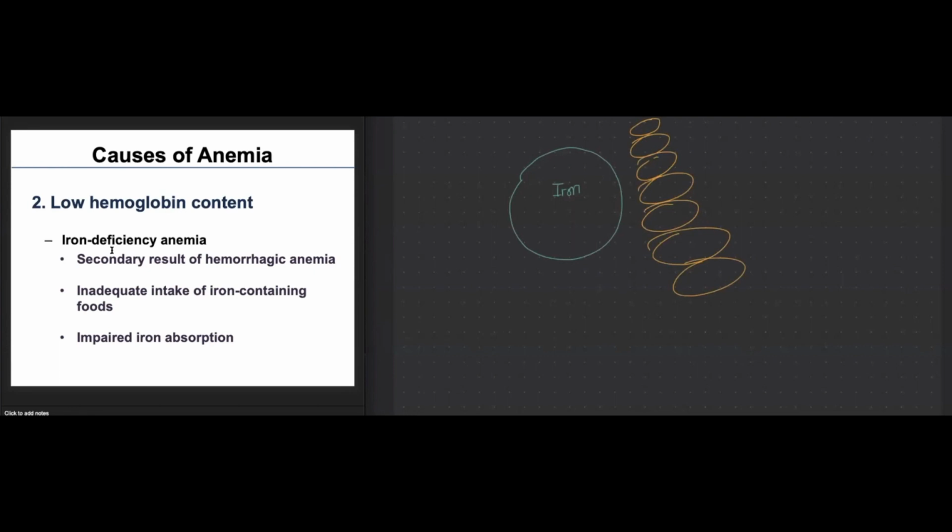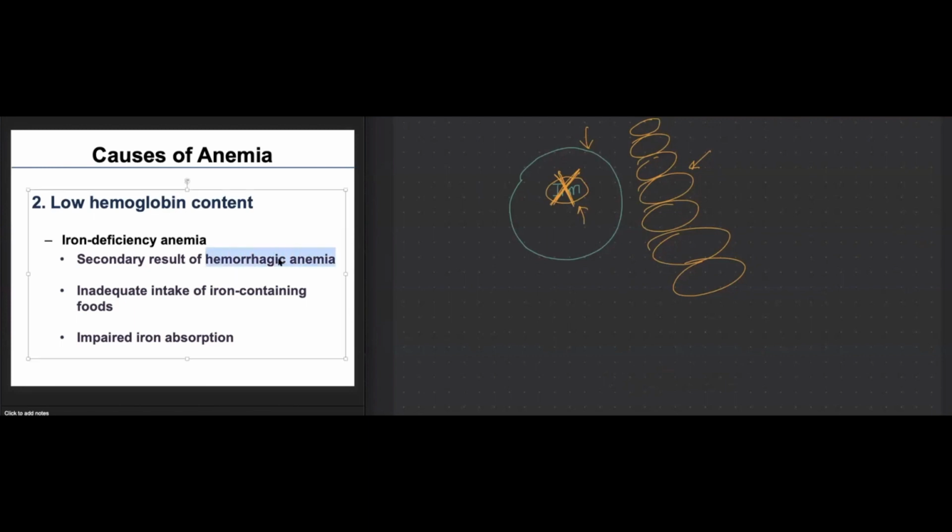So if I have a problem with any component of the three, this will not allow me to form enough hemoglobin to be present in my red blood cells. So if I have low iron, I don't have iron, so what will I develop? I will start to develop iron deficiency anemia.